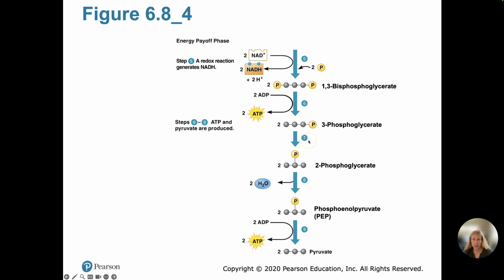Some more chemical reactions occur to change the structure, and now we have 2-phosphoglycerate. And then water is lost as a byproduct here. The structure changes slightly. This molecule is called phosphoenolpyruvate. I don't even quite know how to say that. So PEP for short. And then finally, in this last step, we end up with 2 3-carbon pyruvates, and ADP is phosphorylated again to make ATP.